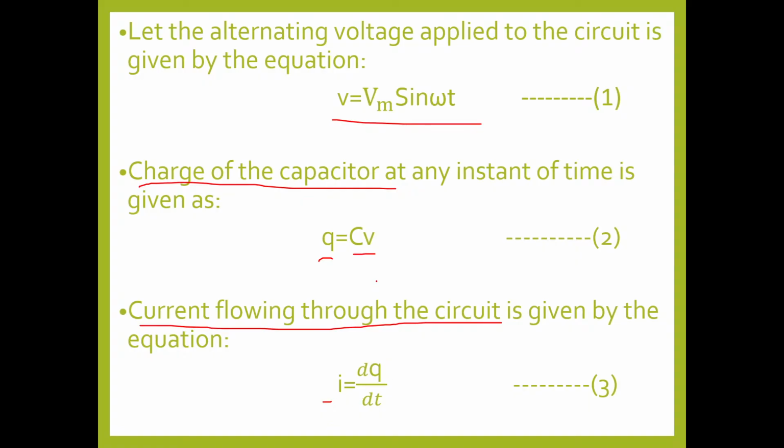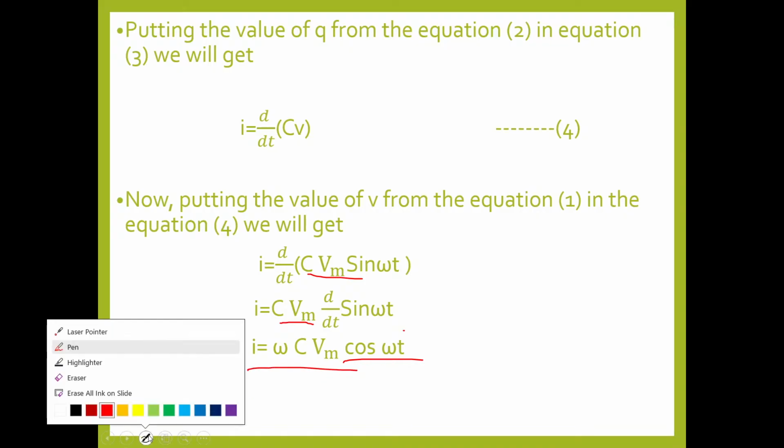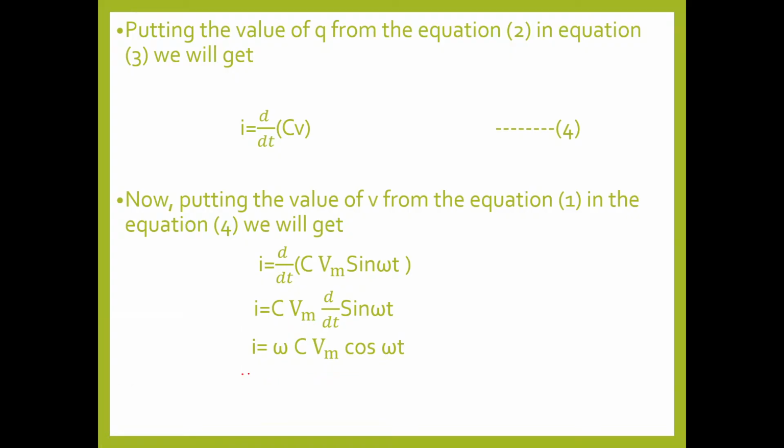Okay, what is Q? Q is equal to C into V. What is V? V equal to Vm sin omega t. So substitute all these in this equation of current and simplify it. C and Vm are constant, bring them aside. d by dt of sin omega t is nothing but cos omega t. Okay, omega into cos omega t, not simply cos omega t, omega into cos omega t. So I is equal to what? Omega CVm cos omega t. That's what you will get.